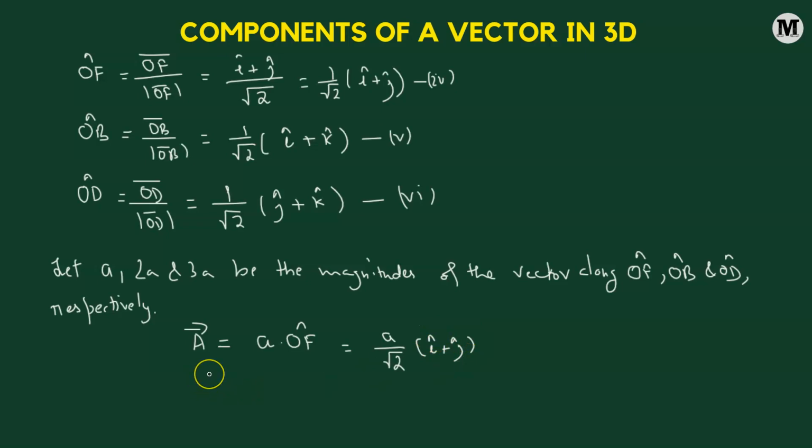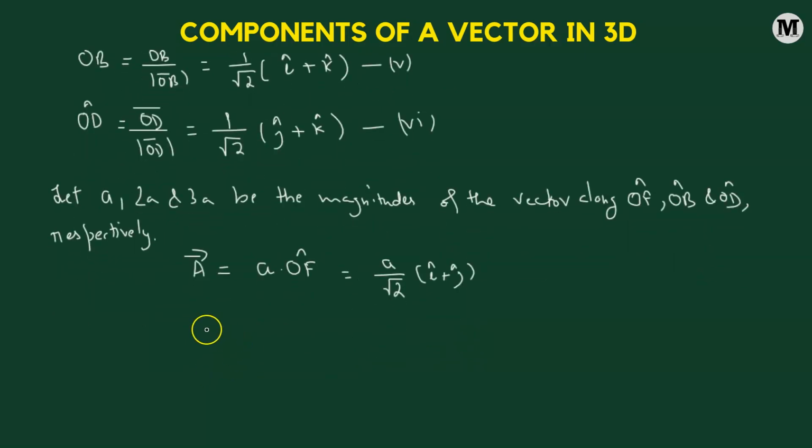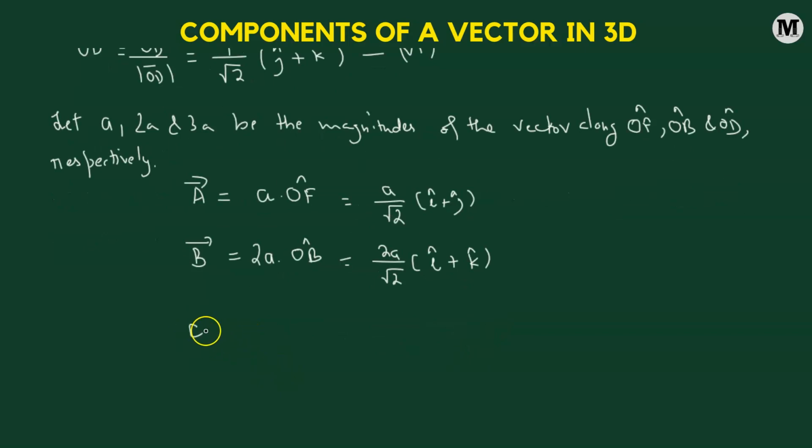Next, we're going to consider another vector B. We're going to choose the B vector such that it has a magnitude of 2A and its direction is along OB cap. That means we have 2A over square root of 2 multiplied by (I cap plus K cap). And then we have, let's call it, the vector C. Vector C is going to have a magnitude of 3A and this is along the direction of OD cap, where we have 3A over square root of 2 multiplied by (J cap plus K cap).